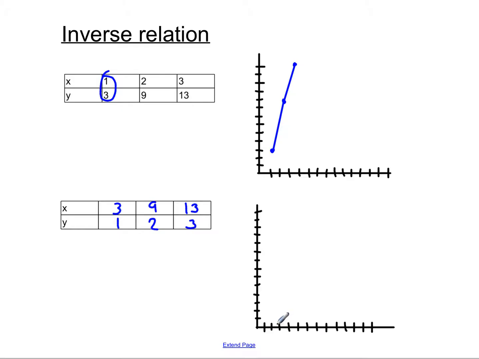The first one is 3 and 1, so 1, 2, 3 over, 1 up. Here's the first point. Second one is 9 and 2, so 3, 4, 5, 6, 7, 8, 9, and then 2, 1, 2, so somewhere around here. And the last one, 9, 10, 11, 12, 13, and just up to 3. So again, we'll plot this line, see what it looks like, and there you have it.